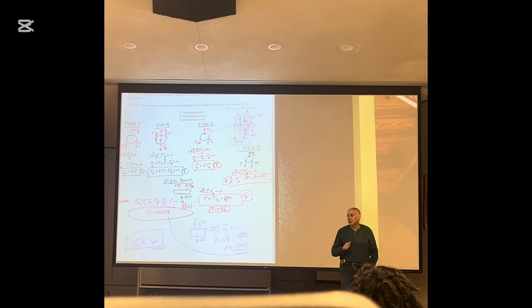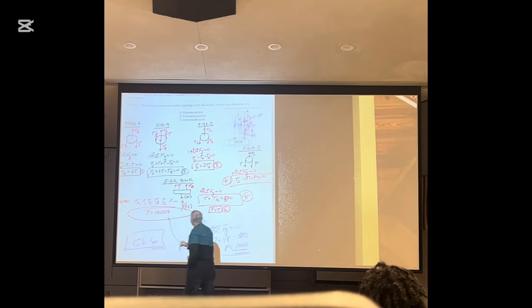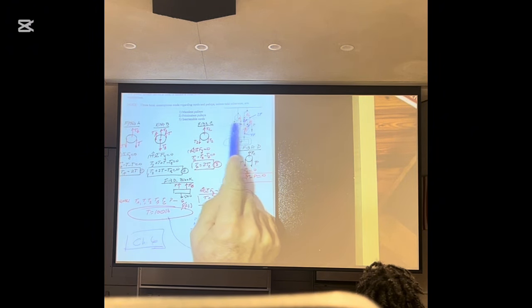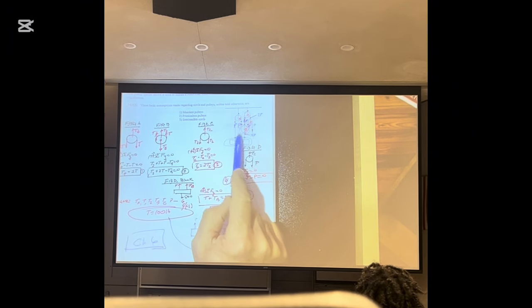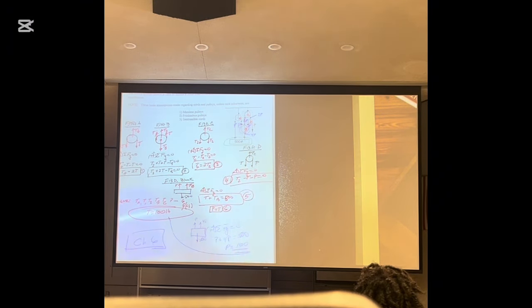Yes? How did I get what? Are you talking about here? Yeah. Well, on either side of the pulley, they have to have the same value. So if this is P, that has to be P. If this is P, that has to be P. If this is P, that has to be P. Right? On either side of the cable, it's got to be P, P, P.